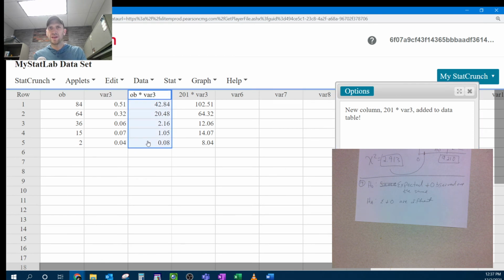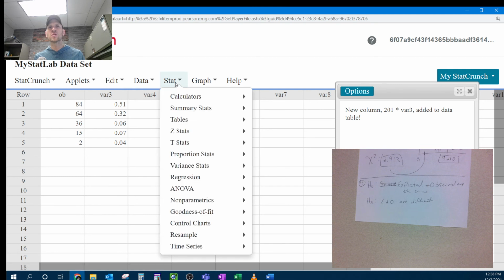I'm just going to go ahead and erase that. Okay. Now we got our observed. Now we got our expected. That is our expected. We took our total times the percent, right? 201 times 51%, 201 times 32%, so on and so forth. Okay, now we can go ahead and get our chi-square value.